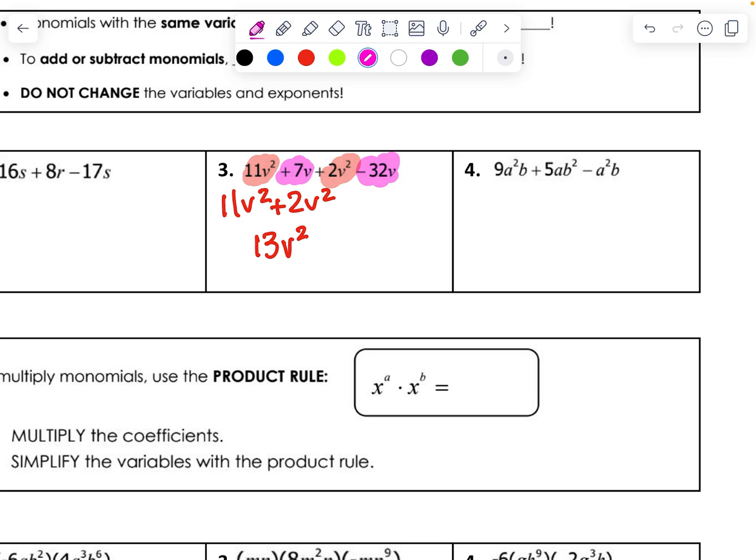Then I go to my single V's. I have positive 7 V's and negative 32 V's, so 7 minus 32 is negative 25 V's. I can't combine those, so we're done. That's just combining like terms.